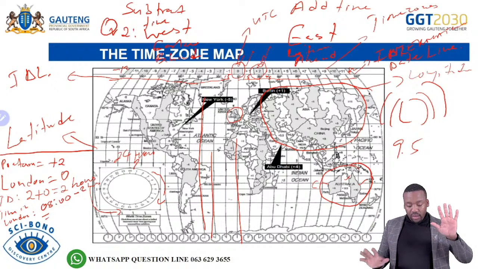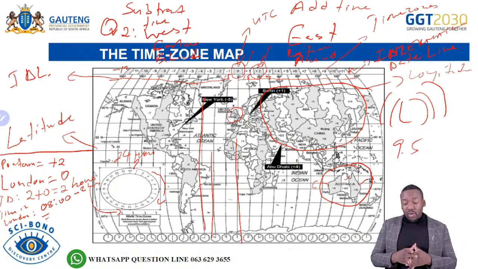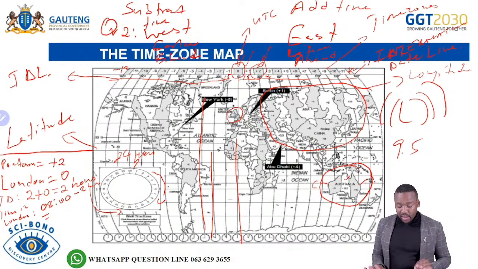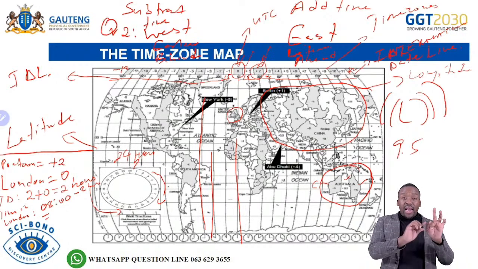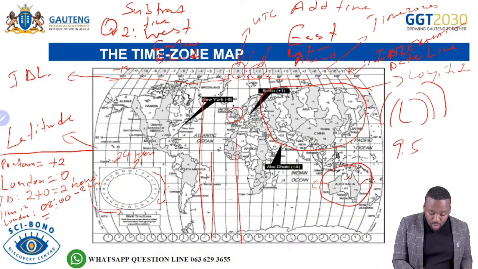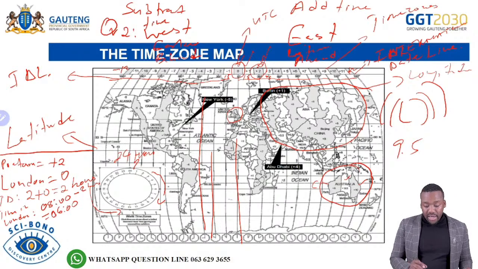So 8, avoid using a calculator. I normally use my pen. So it is 8 in the morning, right? 8, and then 7, and then 6. Our time will be what? Going to be 6 in the morning. Then you are correct. They only said calculate time.